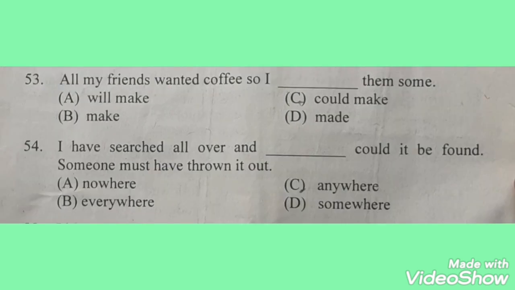Okay, guys, we're coming to the next one. And all my friends wanted coffee, so I blank them some. A will make, B make, C could make, D made. You're going to have 10 seconds as usual. All right. What do you say for this? Have you said D? That's right.